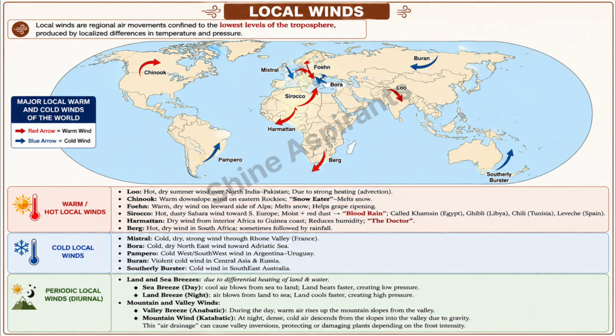Harmattan, dry wind from interior Africa to the Guinea coast. Reduces humidity. Called the doctor. Berg, hot, dry wind in South Africa, sometimes followed by rainfall.